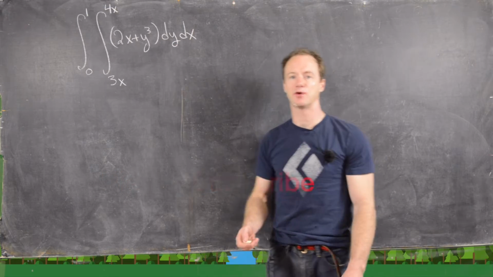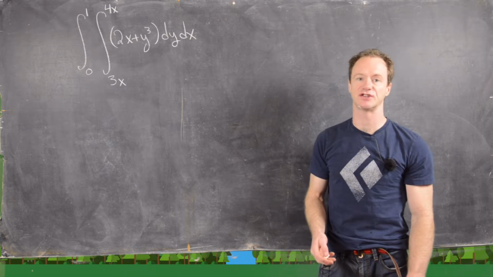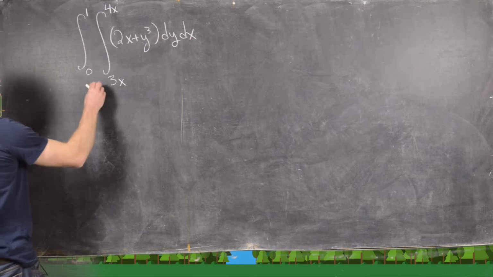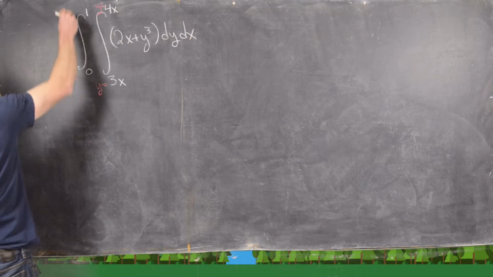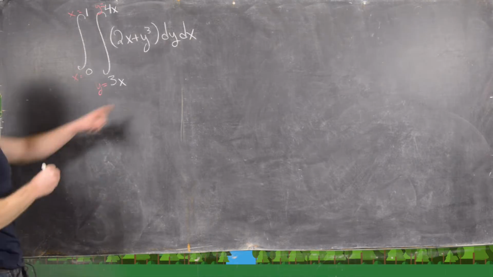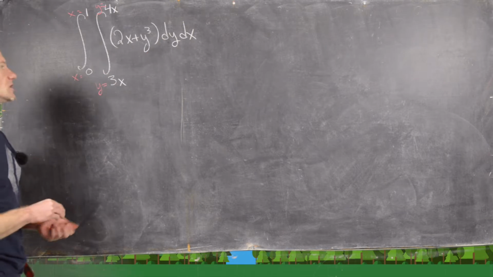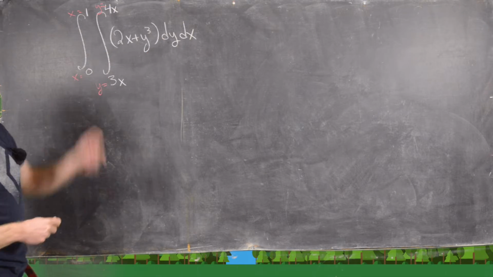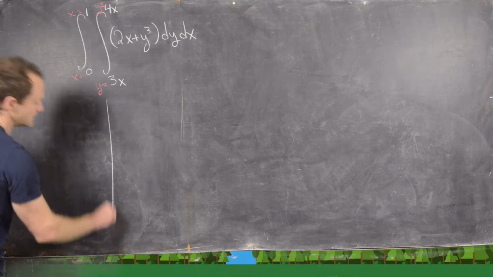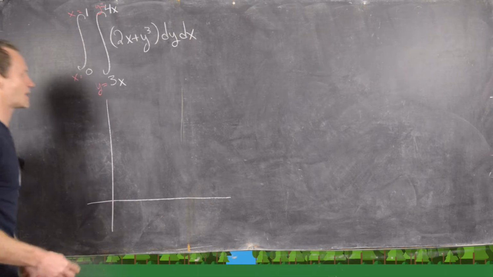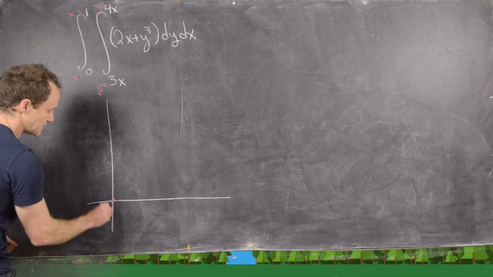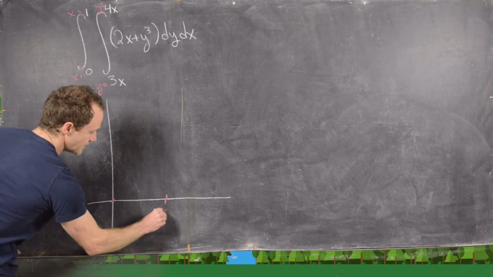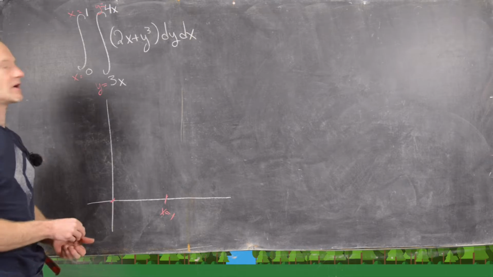So the first step when you want to change the order of integration is to draw a nice picture. So let's see what we've got. We have to recall that these are going to be our y bounds and these are going to be our x bounds, given that our dy integral is on the inside and our x integral is on the outside. Okay, so let's see what we get from our picture. So we know we're going to go from x equals 0 to x equals 1. So let's just go ahead and put that right there.